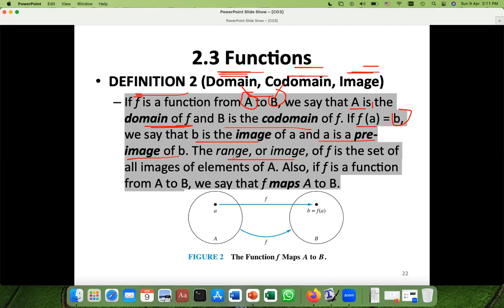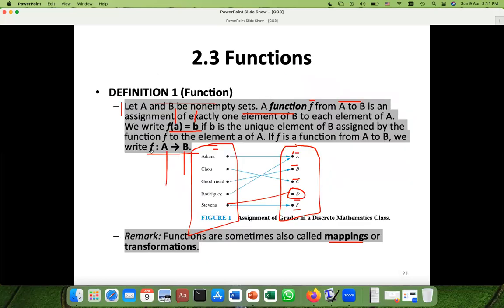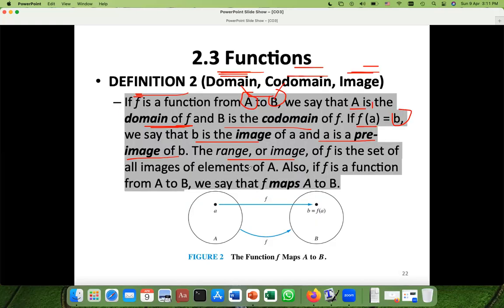So you can also say that all elements of B that you are getting for the elements of A is called the range of F. Or you can call it image. Anyhow, it's the same thing. You can also say something like that, F maps A to B, which is this definition. F maps A to B. These are just the different terms that you have to understand, nothing else.